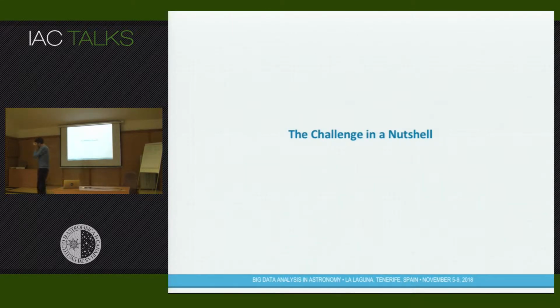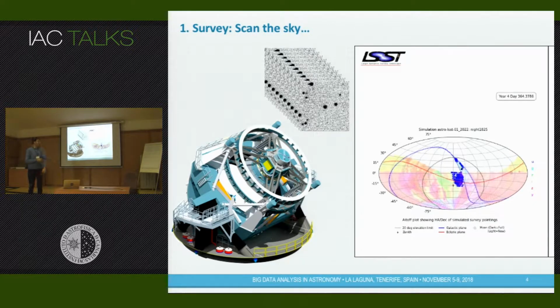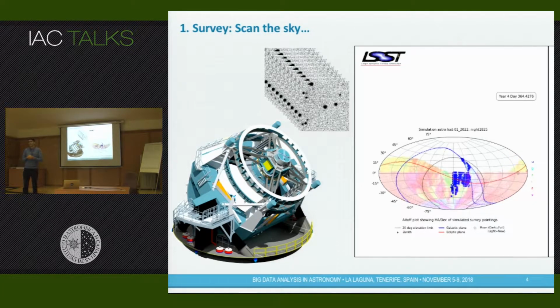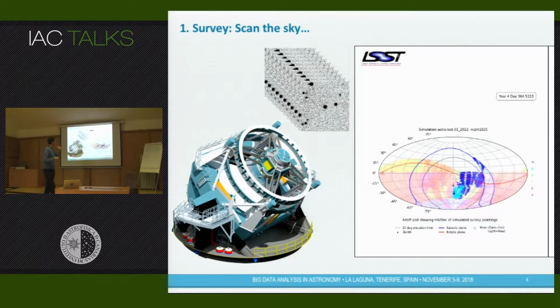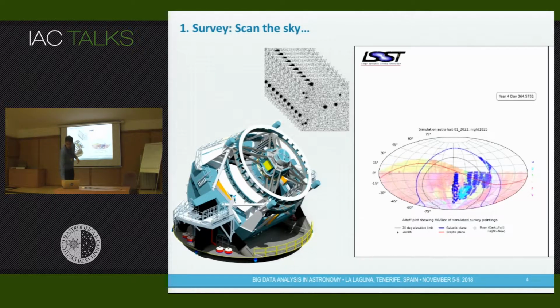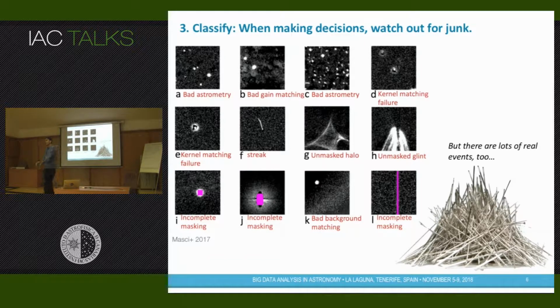So the challenge of real-time astronomy in a nutshell, or I guess in a few slides. First, you have the survey. And here I have the LSST, but instead of LSST, you can put down any big survey telescope, even the ones that are operating today, like ZTF. The survey scans the sky, and the survey discovers interesting things that change. So here's an example from, I think, PTF. This is a supernova in a galaxy. And these are the kinds of things that we're interested in. Now, of course, we classify them. We used to classify them by hand, and now we'll have to do it automatically.